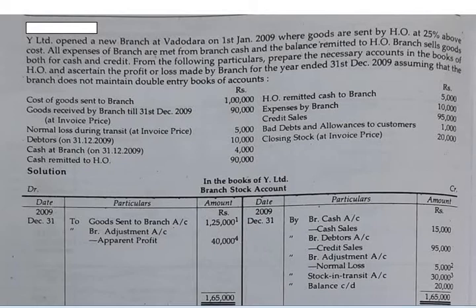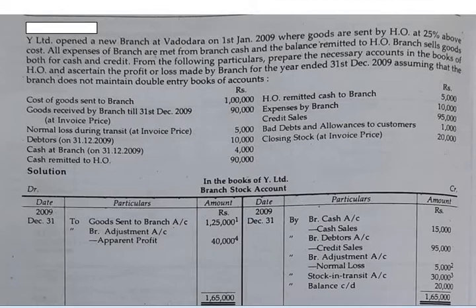So the first one is cost of goods sent to the branch. It is for rupees 1 lakh. Remember, they have given you the cost of goods being sent to the branch, not at invoice price, but at cost price. So again, the next item is the goods received by branch till 31st December 2009. That is for rupees 90,000. So remember, the cost of goods sent is rupees 1 lakh, but till 31st December 2009, at invoice price, I have received rupees 90,000. So it means that there's still goods in transit.